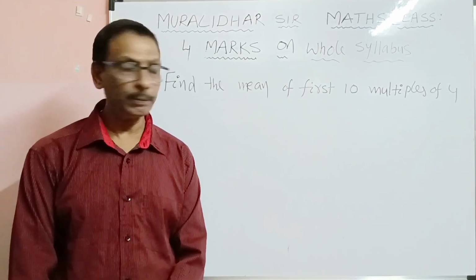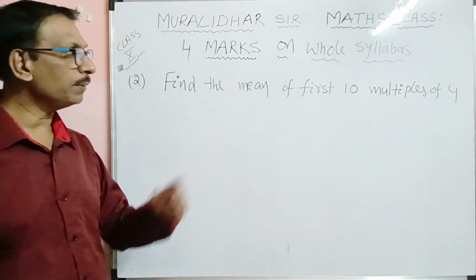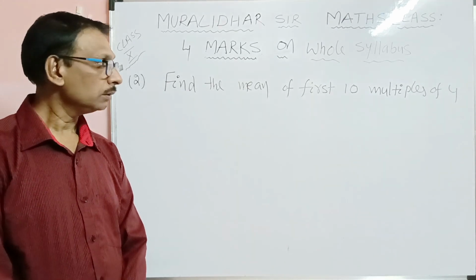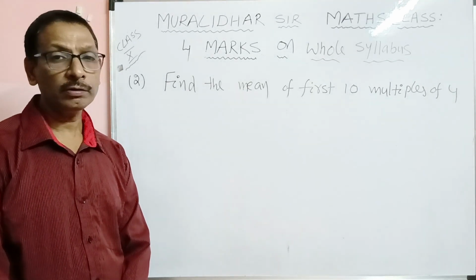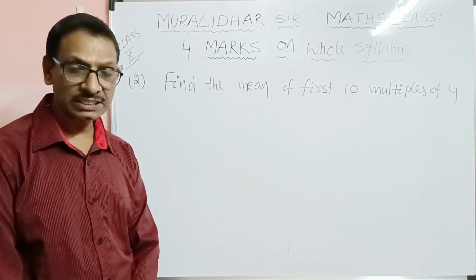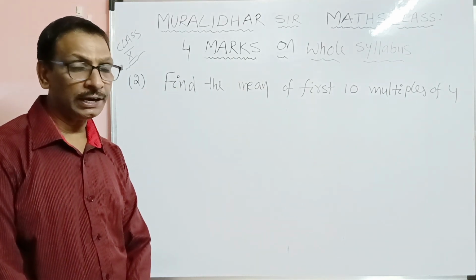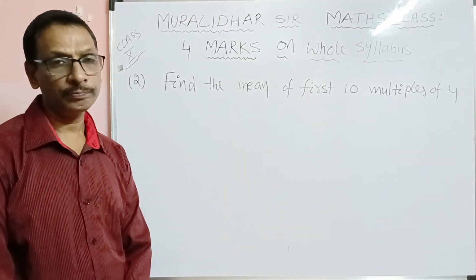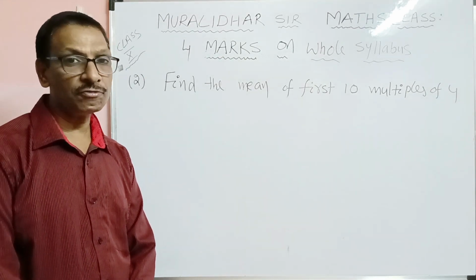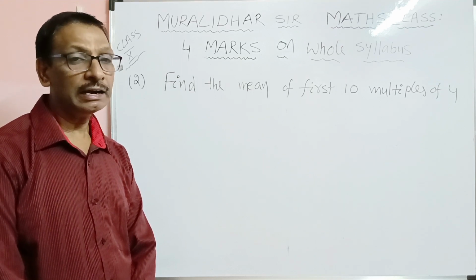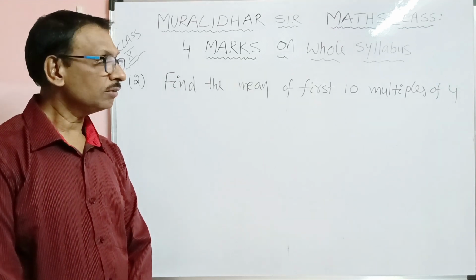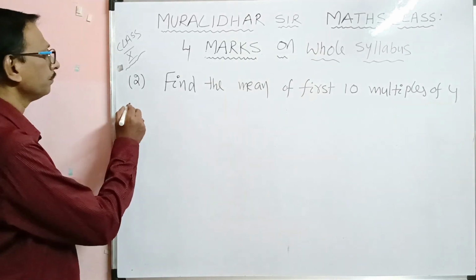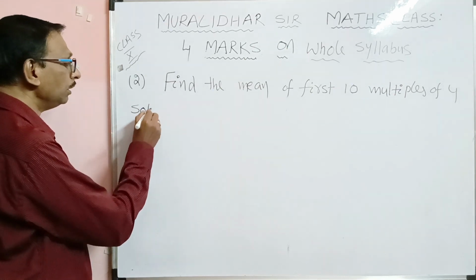Now second problem: find the mean of first 10 multiples of 4. This problem is the combination of the progressions and statistics. First you write all the first 10 multiples of 4, and find the sum of the first 10 multiples of 4. That is the solution.